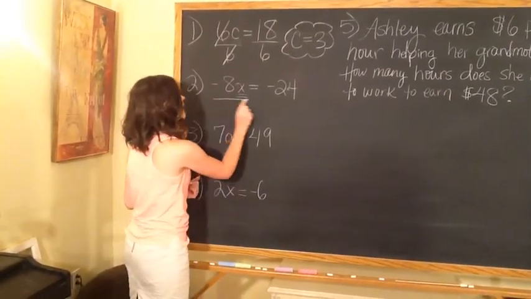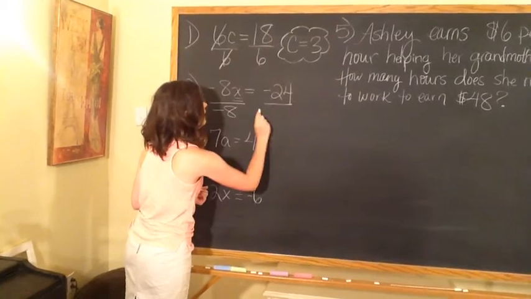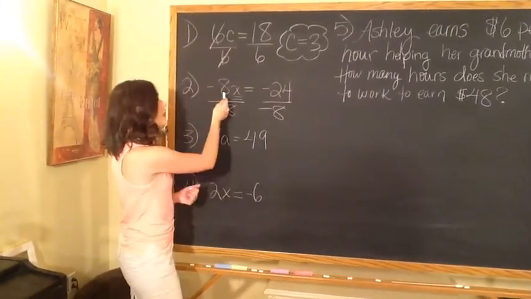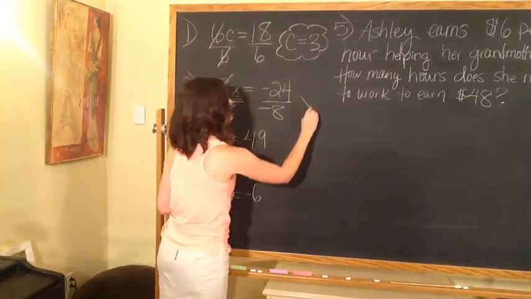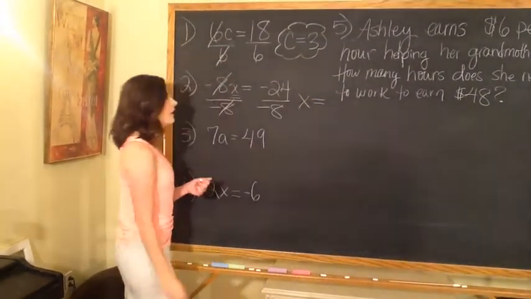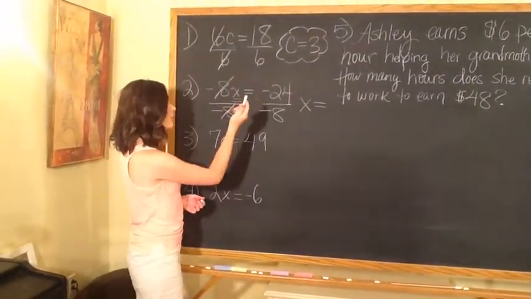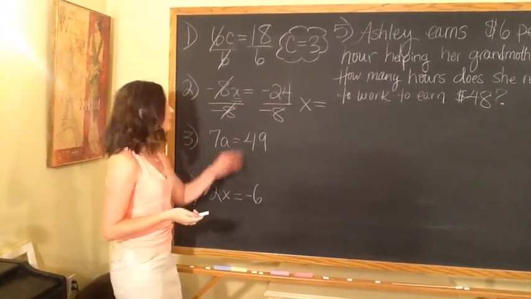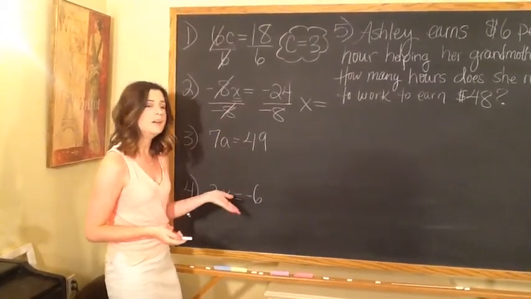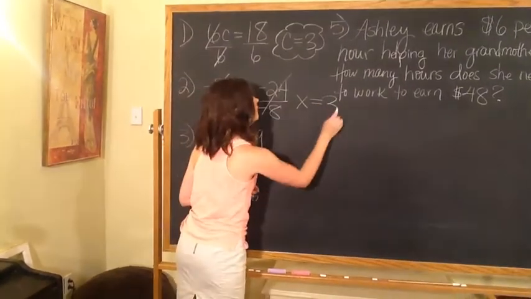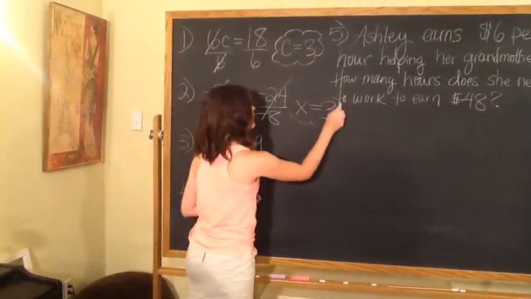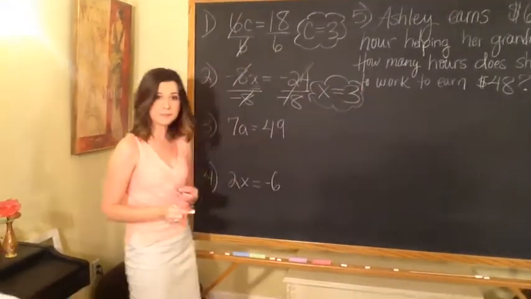So we're going to go ahead and divide by negative 8 on this side and negative 8 on this side. So negative 8 divided by negative 8 gives us 1, so they cancel out. So we're going to get x on this side, and on the other side we do negative 24 divided by negative 8. So we're dividing two negatives, so our answer is going to be positive, and 24 divided by 8 gives us 3. So now we have the solution, x is equal to 3.